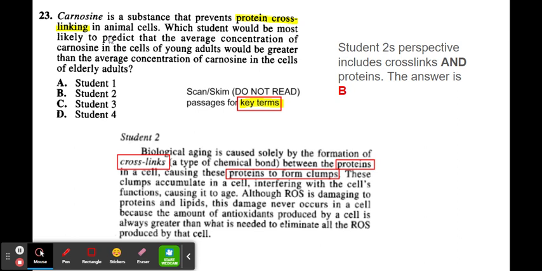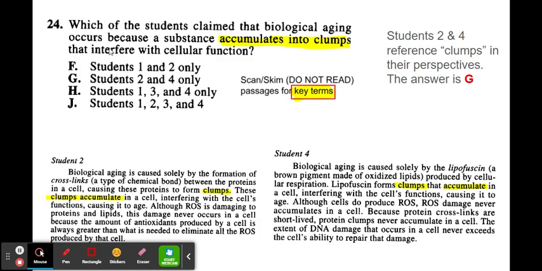Moving on. In 23, it says kerosene is a substance that prevents protein cross-linking in animal cells. Which student would be most likely to predict that the average concentration of kerosene in the cells of young adults would be greater than the average concentration of kerosene in the cells of elderly adults? Again, I'm not looking for kerosene, I'm looking for protein and cross-linking. Those are the key terms I'm looking for. So as I scan through, I see cross-linking and proteins in student two. So student two is going to be the most likely student to agree with this passage.